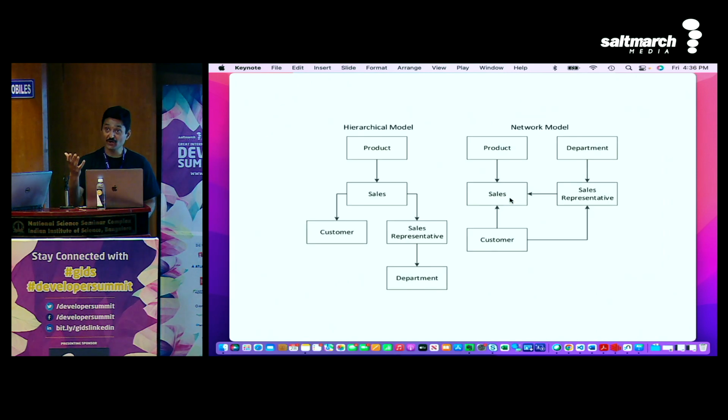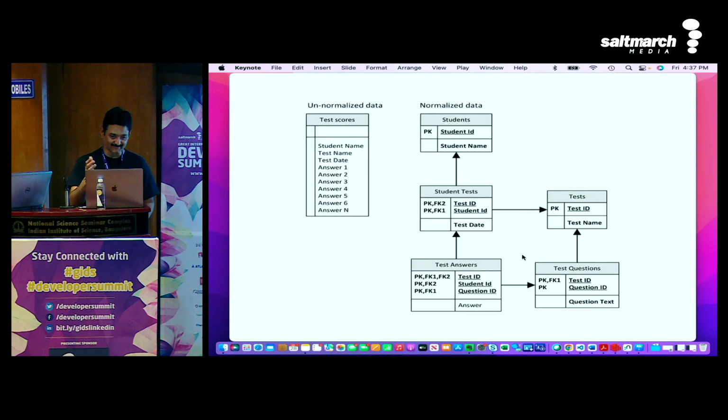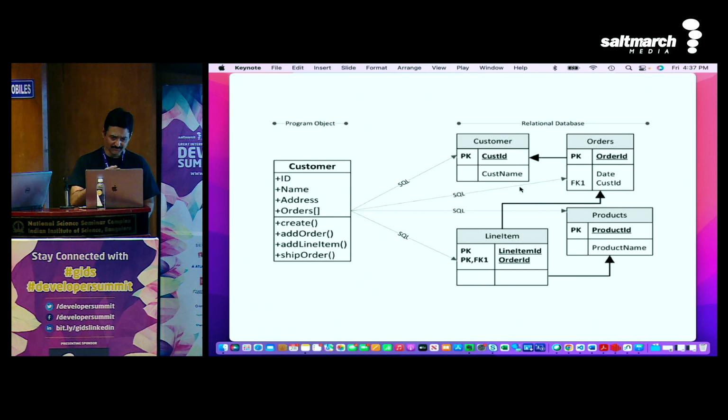So I will give you exact examples, not just talk about the database, when we are working on it. Third normal form, we are all familiar with it, like a star schema. A product has a sale, which has a sales representative, which is using the system. And this is a normalized and unnormalized data of a test score which you are trying to create. The problem with this approach is order line item, product.